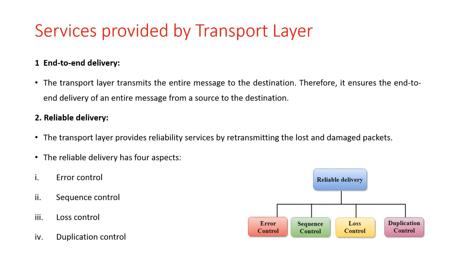The second service is reliable delivery. The transport layer provides reliability services by retransmitting lost and damaged packets. Sometimes some packets are damaged or lost while moving from source to destination. So reliable delivery provides the service of retransmitting the lost or damaged packets.